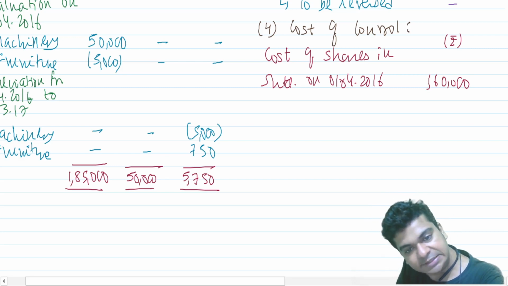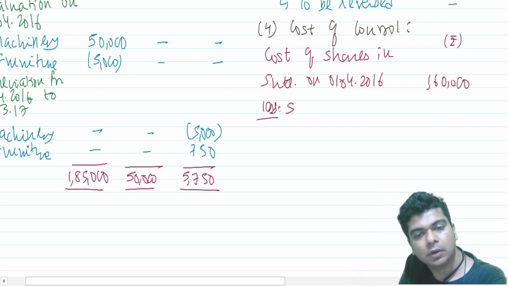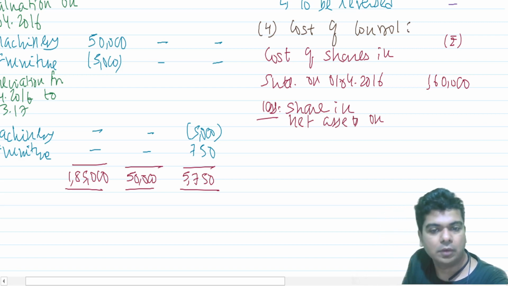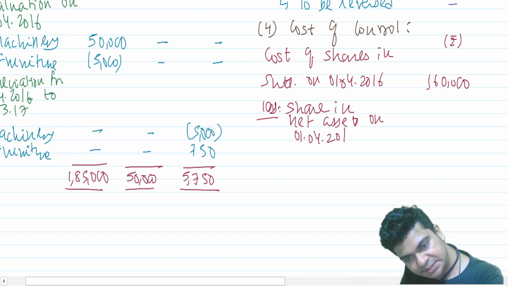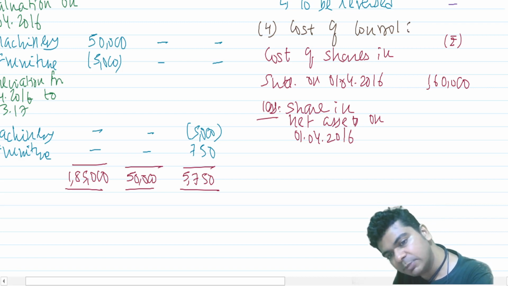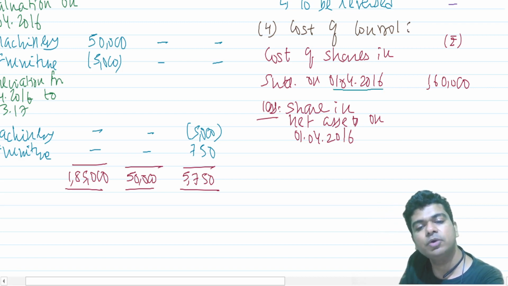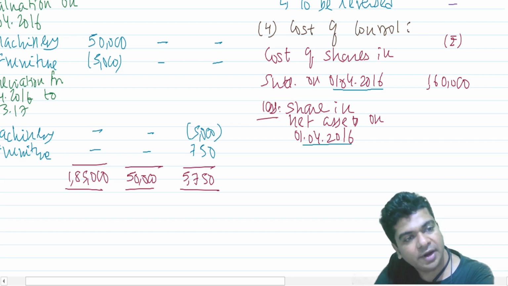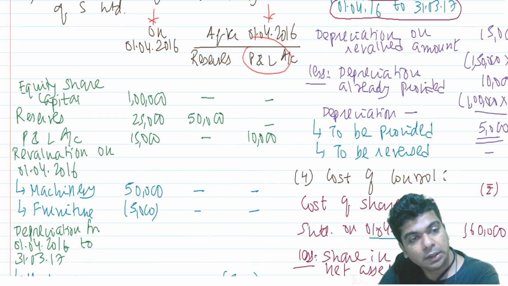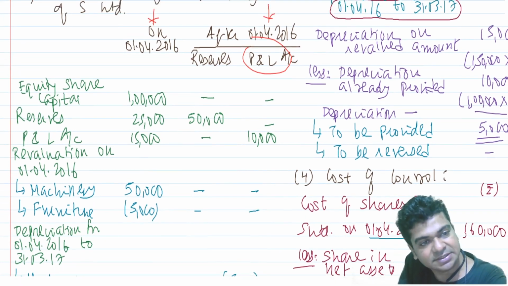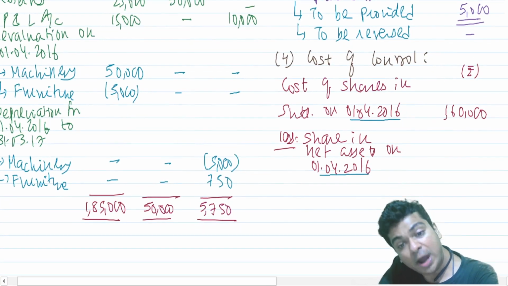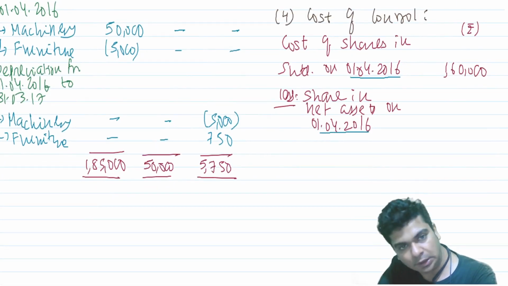So I say less share in net assets on 1st April 2016. Right, the date should match. You purchase the shares on 1st April 2016. My share in the net assets should also be on 1st April 2016. Now we have already done the pre and post acquisition analysis. Here it is, the column, right? Column 1st April 2016 is there here. What are the net assets on that date? 1,85,000. Go ahead.